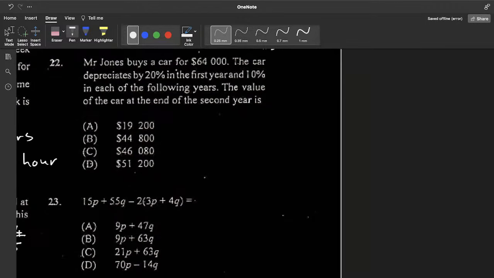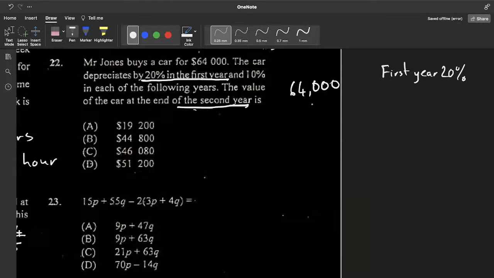Alright, so we say Mr. Jones buys a car for $64,000. The car depreciates by 20% in the first year. So it's 64,000 originally, and it depreciates by 20% in the first year. And in the second year it goes down 10%, and any other year after that it goes down 10%. So we need to figure out the value at the end of the second year.